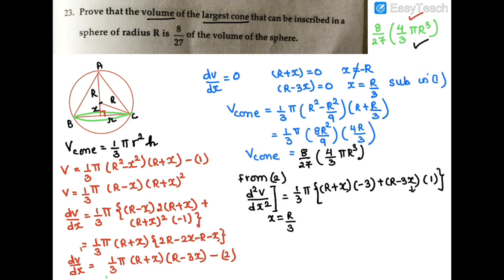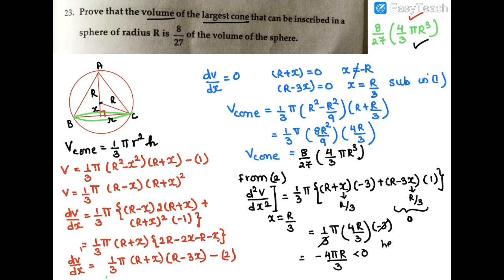So if I put x as r by 3, this part will become 0 and I get 1 by 3 pi into 4r by 3 into minus 3. So I can cancel out this 3 and 3, giving me the double order derivative as minus 4 pi r by 3, which is less than 0. Hence, the volume of the cone is maximum.